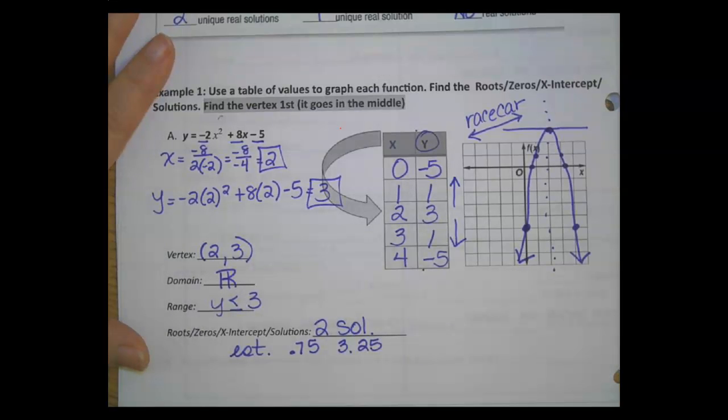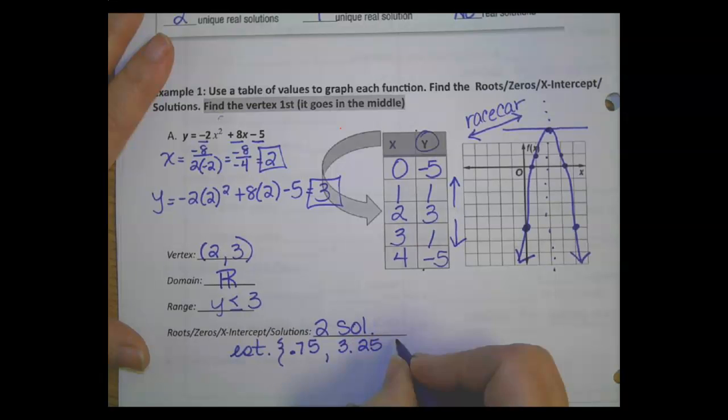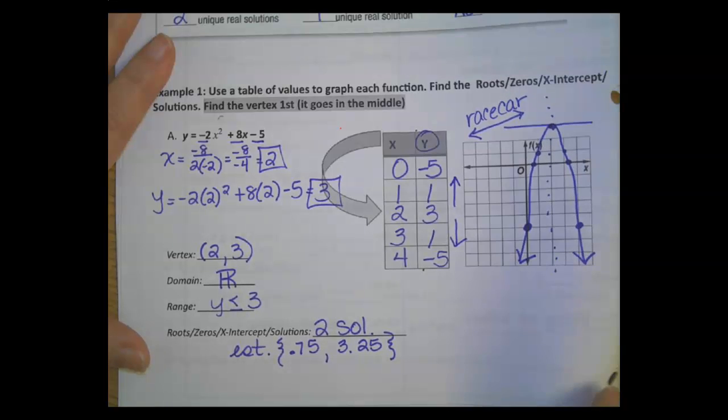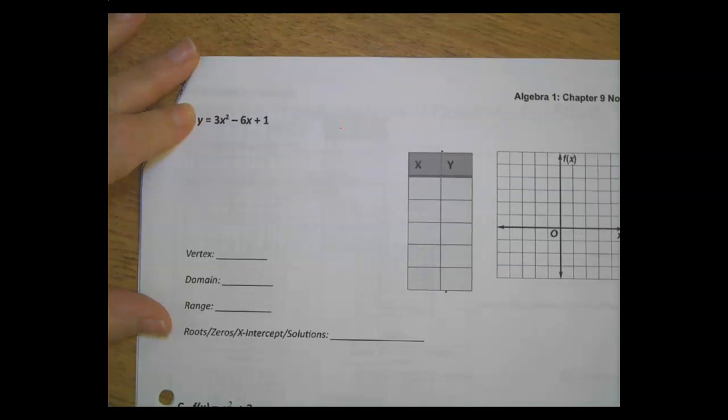So those are estimations. Those would be my solutions. Sometimes you've got them, there'll be 2. Like on this one there was 2. Sometimes there will be none, and sometimes there'll be just the 1. And sometimes they'll put them in these little brackets. That's a set of solutions. Let's try the next one. You'll get the hang of these.